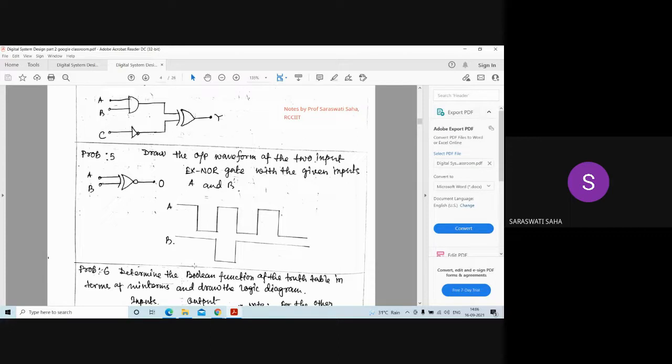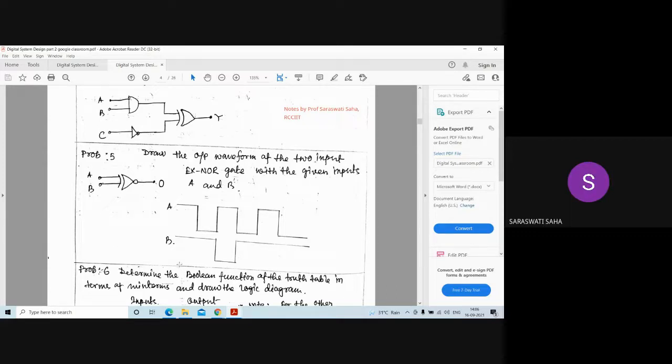So the output remains at the low level. But here it is 1, here it is 0, again it remains at the low level. Here again this condition arises, 0 and 1, so again the output remains at the low level. But here 1 and 1, so the output will go to the high level state.